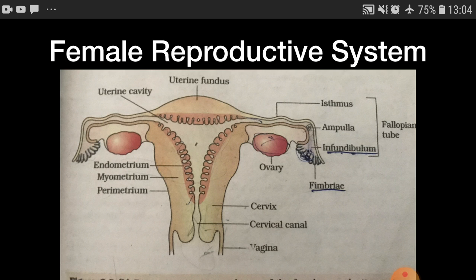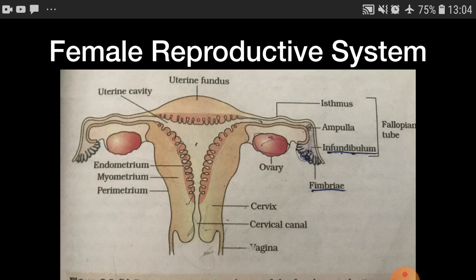The uterus is single and it is also called womb. The shape of the uterus is like an inverted pear. It is supported by ligaments attached to the pelvic wall. The uterus opens into vagina through a narrow cervix. The cavity of the cervix is called cervical canal, which along with vagina forms the birth canal.